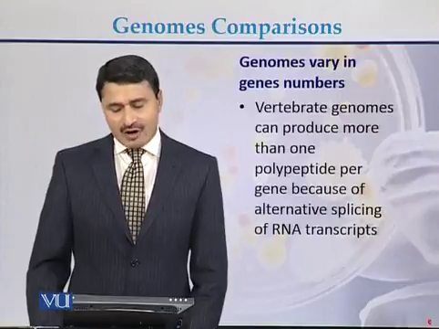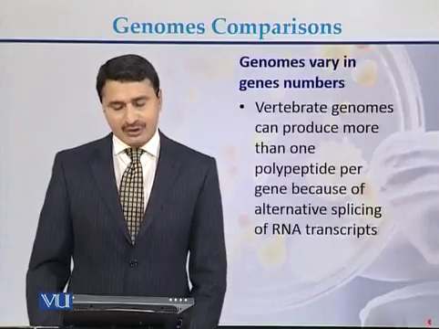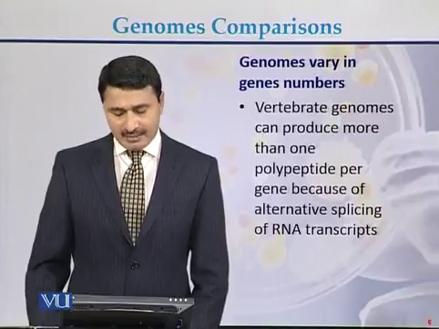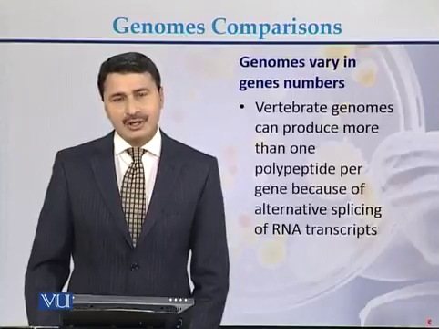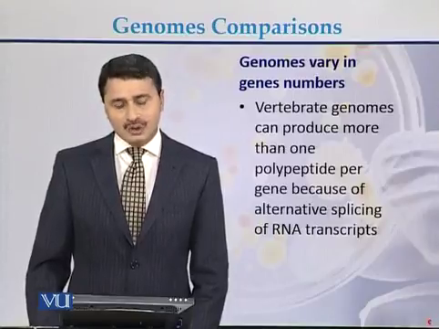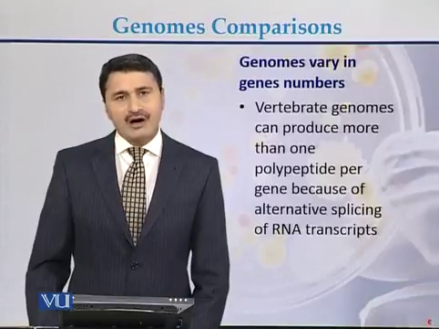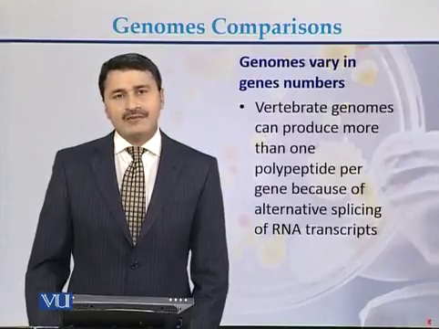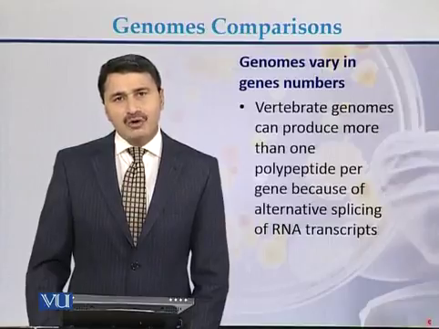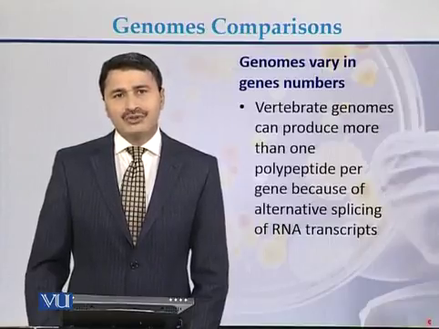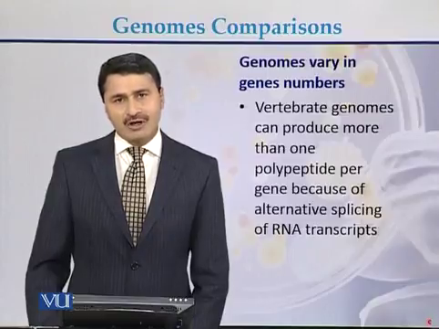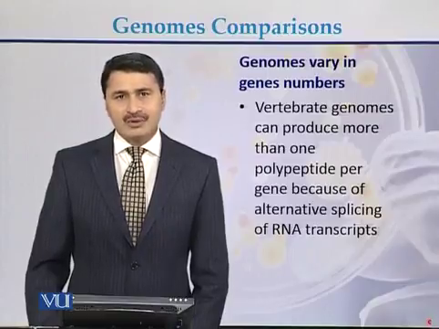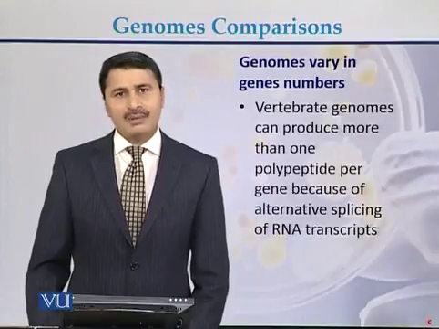In the case of vertebrate genomes, they can produce more than one polypeptide per gene because of alternative splicing of RNA transcripts. This is a property of eukaryotes, or of vertebrate genomes, that one gene can produce more than one polypeptide. This is due to the phenomenon of alternative splicing.